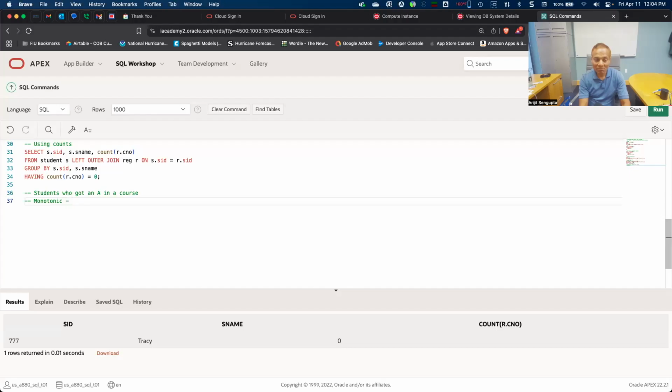which means a simple select-from-where works. Okay. So you could say select s.star from student S inner join reg R on s.sid equals r.sid, where they got an A, which means the grade is A.